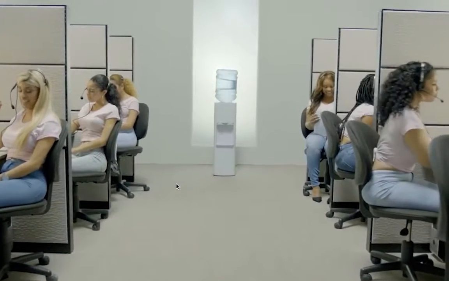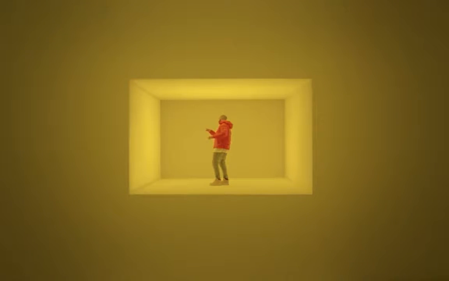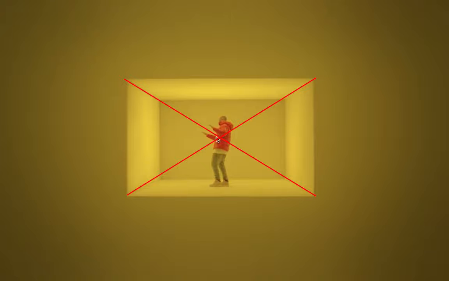So in the next shot, we're going to see Drake in his little glowing yellow room. Same thing, 1-point perspective. If we were to draw a line from here to here and from here to here, they would cross right in the middle, and that would be our vanishing point.